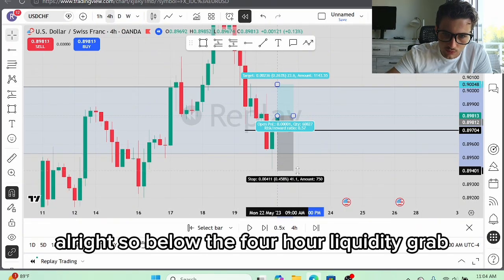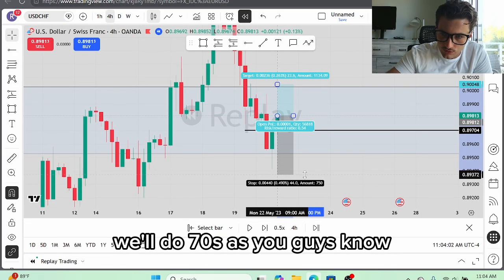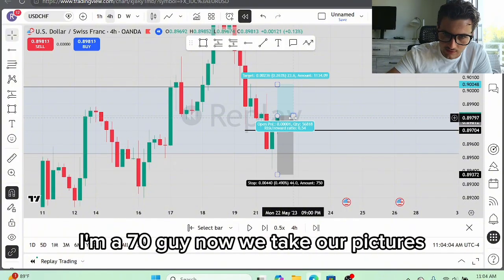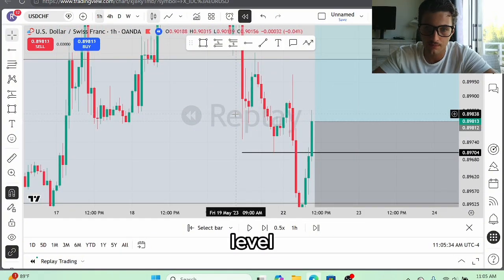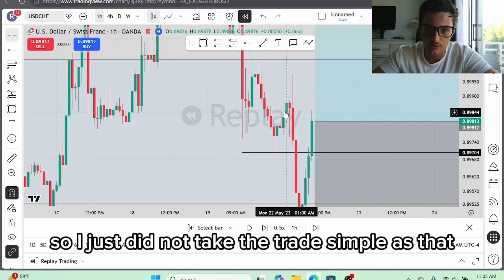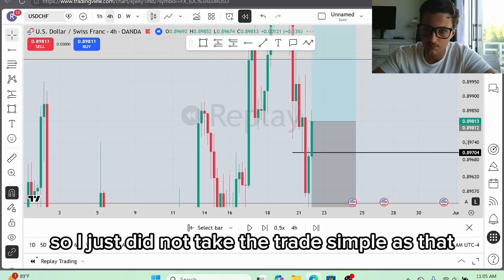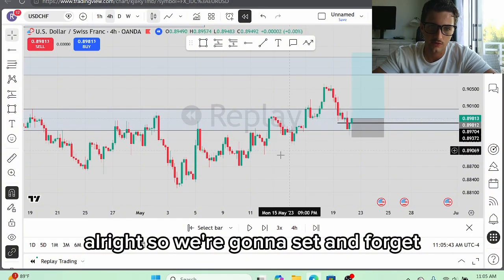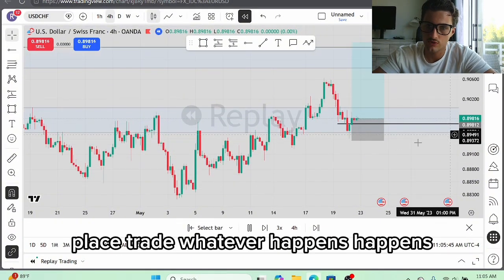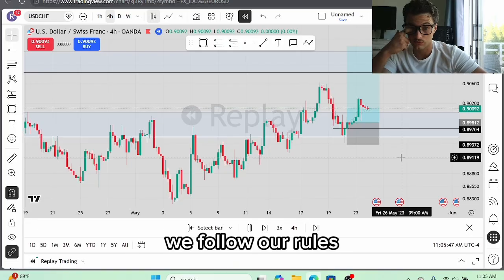Alright, so below the 4-hour liquidity grab, we'll do 70s. As you guys know, I'm a 70 guy. Now we take our pictures. Level hitting the engulfing right here, so I just did not take the trade. Simple as that. Alright, so we're going to set and forget. Place trade. Whatever happens, happens. We followed our rules.